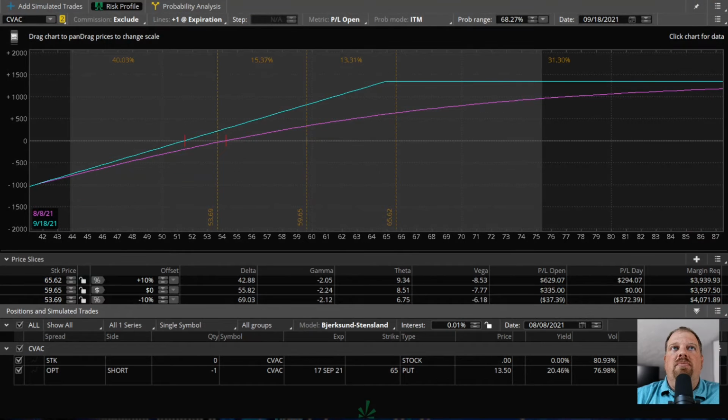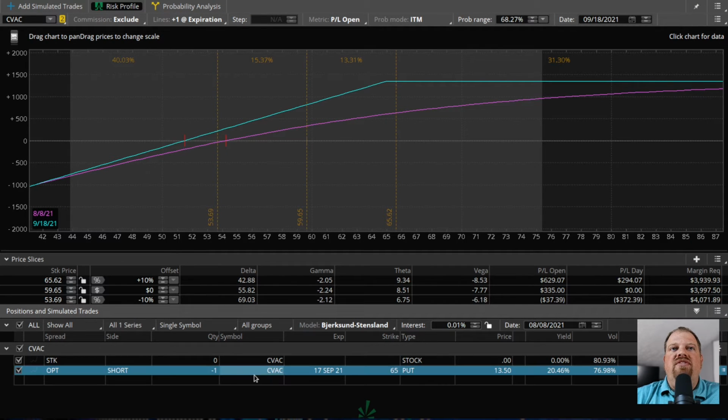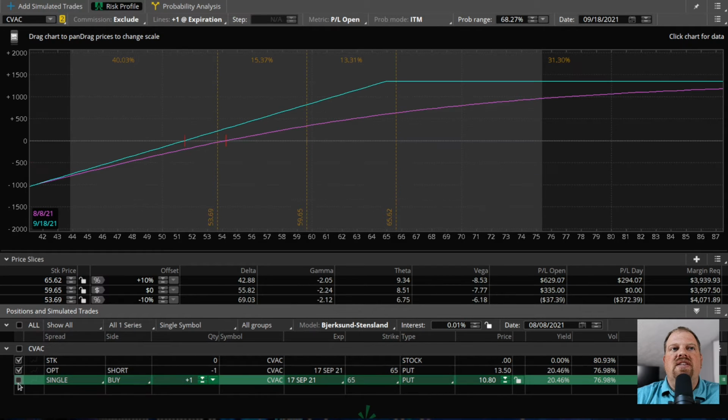So here we have my P&L chart, and here is the CVAC. Now I'm going to add an analyze closing trade here of $10.80. I'm not going to show it on the P&L graph because what's important here is, if you remember from the spreadsheet I just showed you, I collected $10.70. To close my position right now would cost me $10.80. That is a 10-cent loss. But if you look at my P&L chart, it's showing me that I have a $336 profit on the trade.